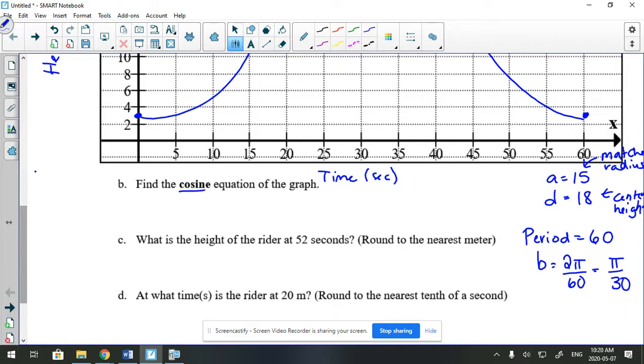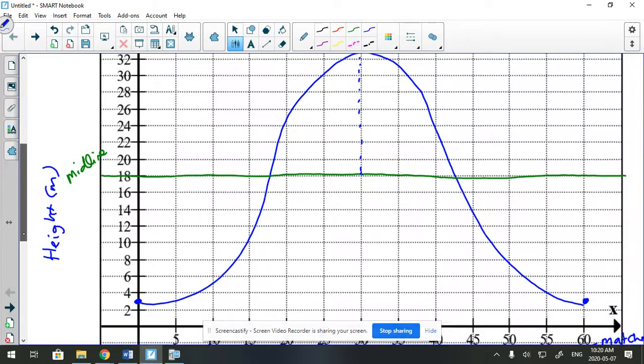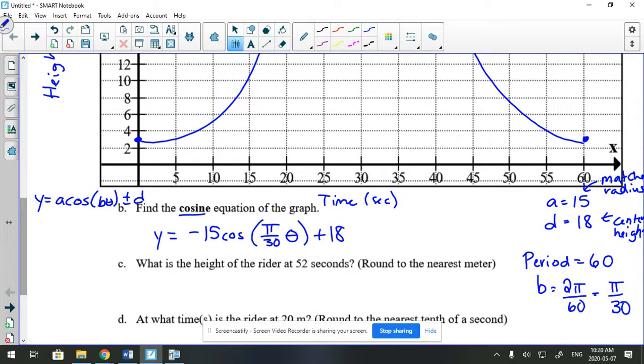It's a cosine equation, so remember the general form is this. Now I just need to plug in my values. My a is 15. My b value is pi over 30. And my d value is a positive 18. And then I'm going to be very careful and see if there's a reflection. When you're doing your cosine function, usually it starts at your highest point. But you can see it's a reflection, it's flipped upside down, and it's starting at its absolute lowest point. So that means there is actually a negative in front. So that's your equation.